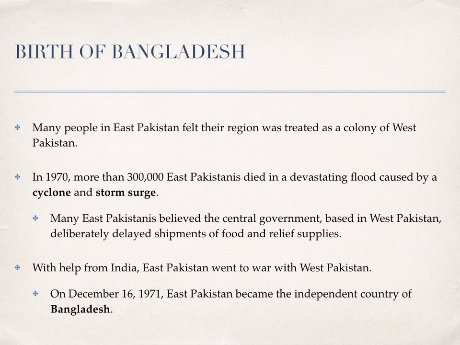Birth of Bangladesh. So many people in East Pakistan felt their region was treated as a colony of West Pakistan. So in 1970, more than 300,000 East Pakistanis died in a devastating flood caused by a cyclone and storm surge. Many East Pakistanis believed that the central government, which was based in West Pakistan, deliberately delayed shipments of food and relief supplies. So with the help of India, East Pakistan went to war with West Pakistan. And on December 16, 1971, East Pakistan became the independent country of Bangladesh.